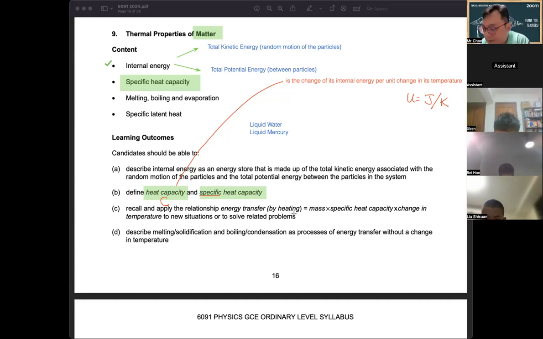Are you with me? Okay, so what's the definition of this? Let me write it down here. Specific heat capacity is the change of its internal energy. So far everything is the same. We only add a few things. Let me show you what we add. Per unit mass for each unit change in its temperature. You all see what's happening here?